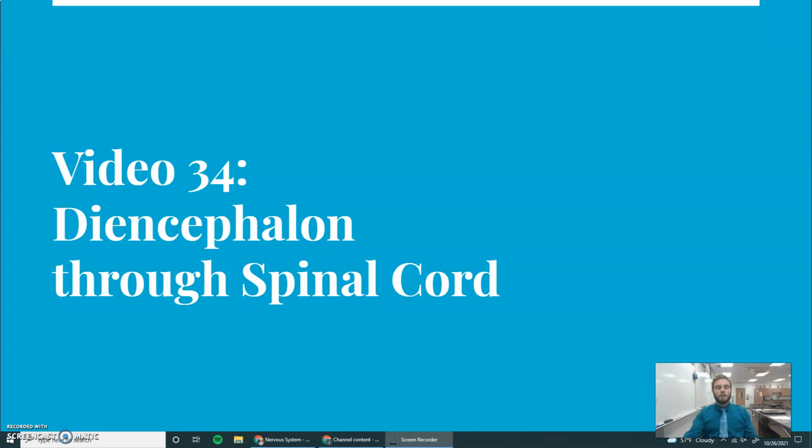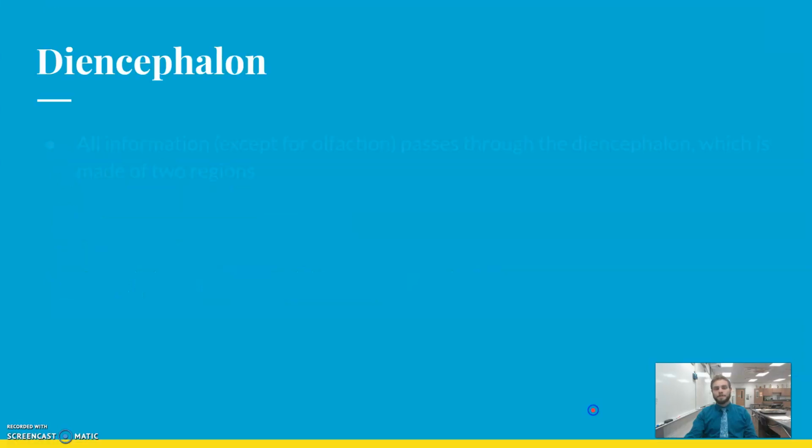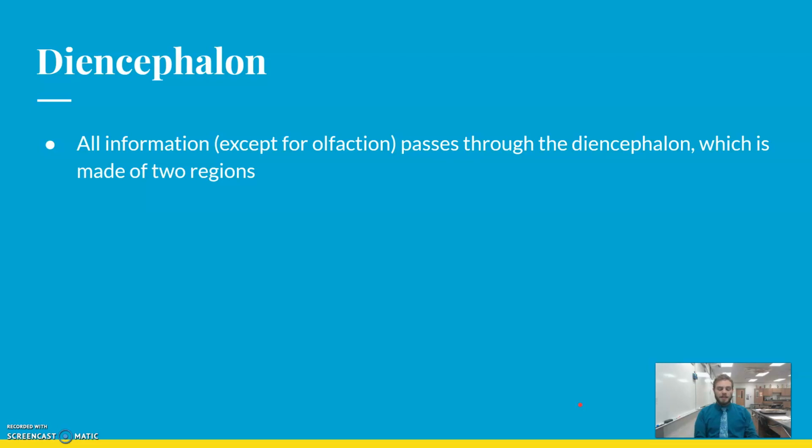Today we get to dive a little bit deeper into what lies deep to the cerebrum, and we get to take a look at structures of the diencephalon, your midbrain, and things like the spinal cord. So your diencephalon is going to be this middle area that's sitting right here.